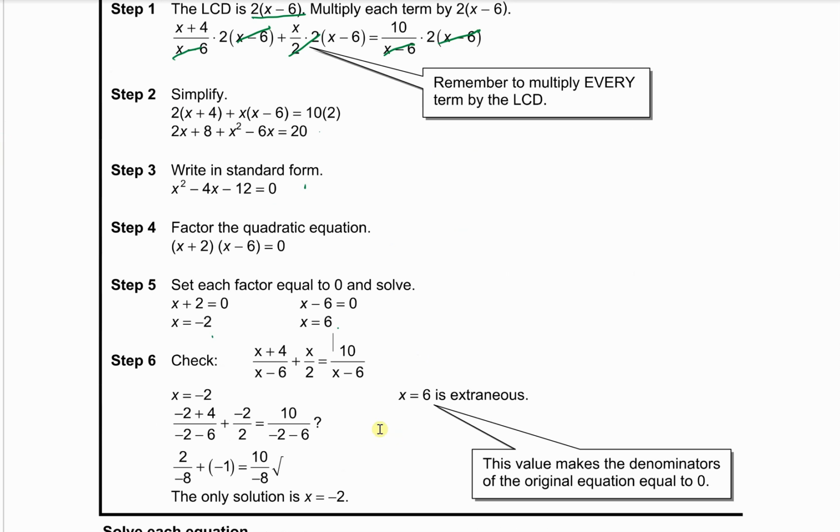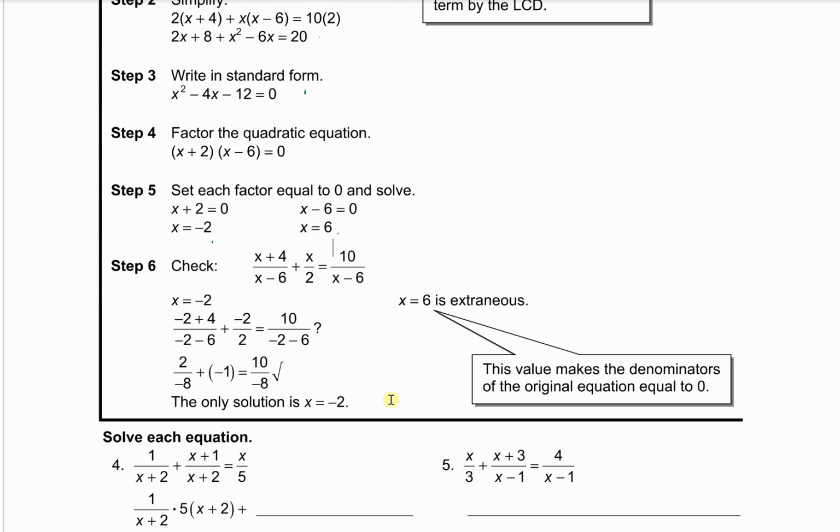Now, we go back and check. Here's the problem. Just like I said at the top, I can't have x equals 6 because that would give us division by 0. So this guy here is an extraneous solution. So the only solution that's going to work is x equals negative 2.